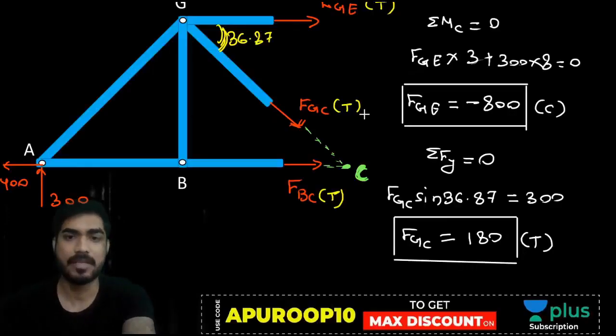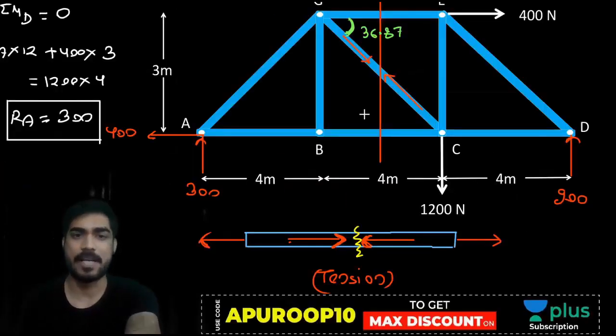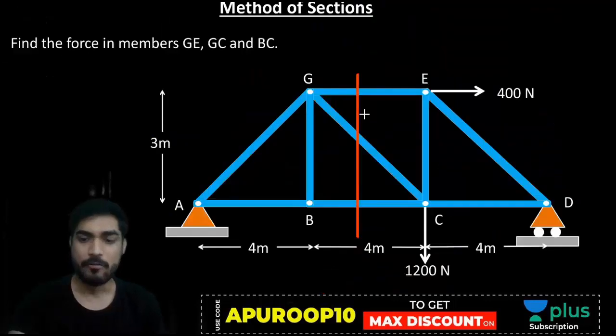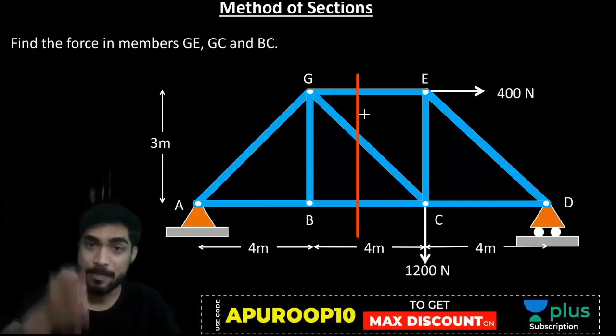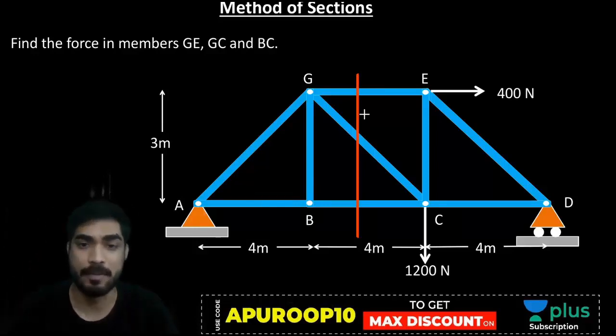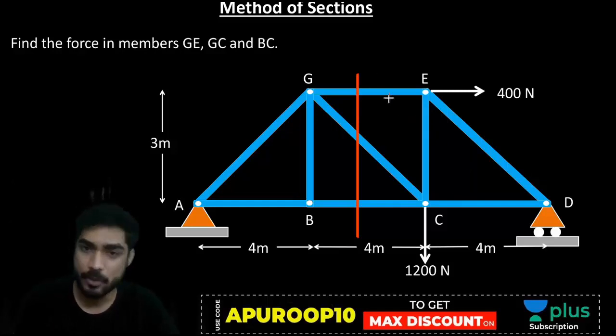So my friend, is the concept clear to you? Whatever member you need to find the force in, you will cut that member. If you need to find force in member GE, you will cut member GE. If you want force in GC, you will cut GC. If you want force in BC, you will cut BC. If you want force in EC, you will cut EC.